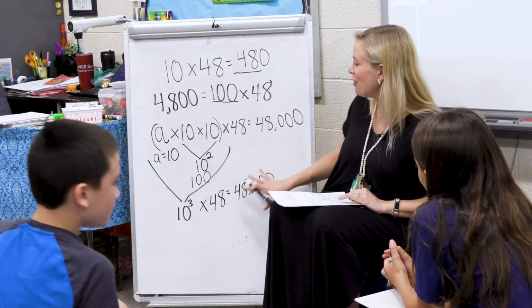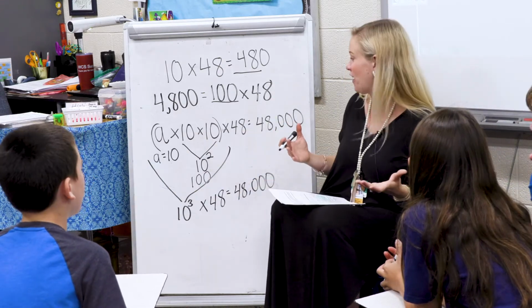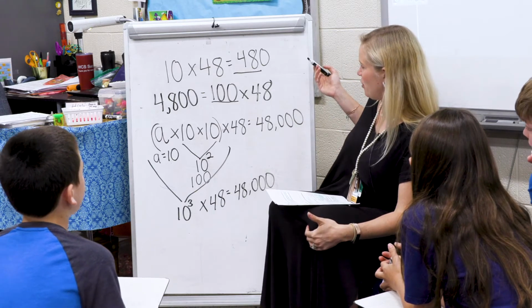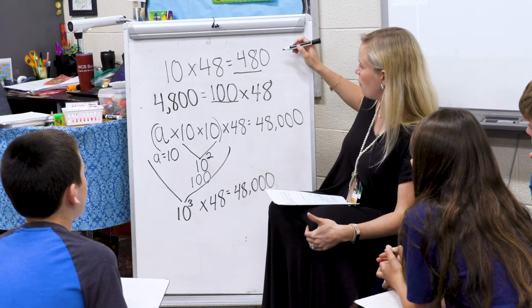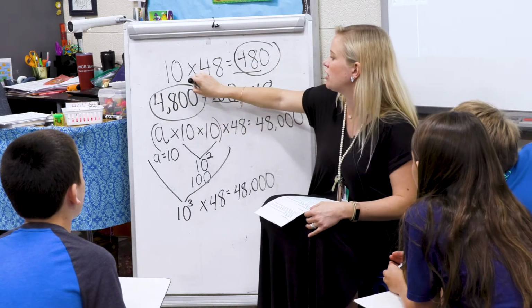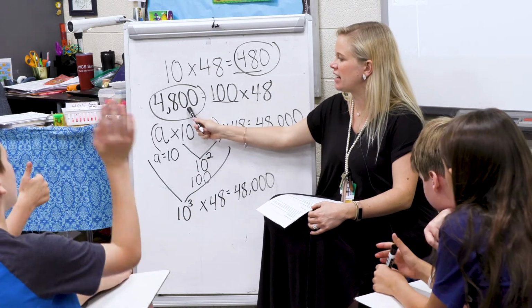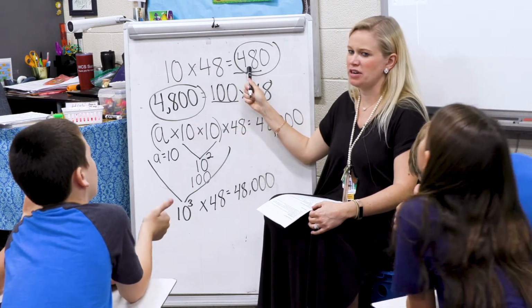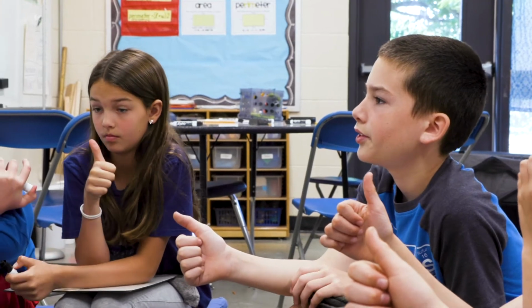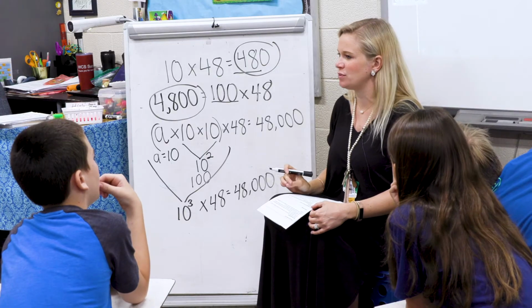So now that we've reviewed this, I want to take a look at just one more thing. I noticed that as we went through the problem, we started with 480, and then we went to 4,800. How many times greater is 4,800 than 480? How many times greater is this one than this one? Andrew? 10. 10 times. How'd you know it was 10 times greater?